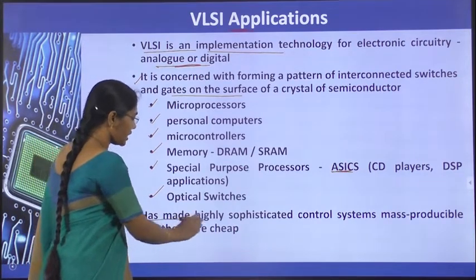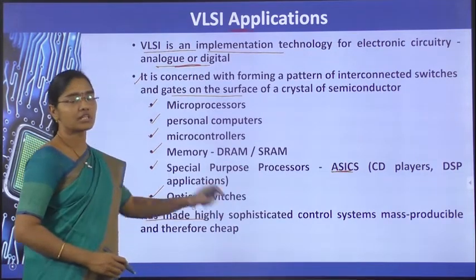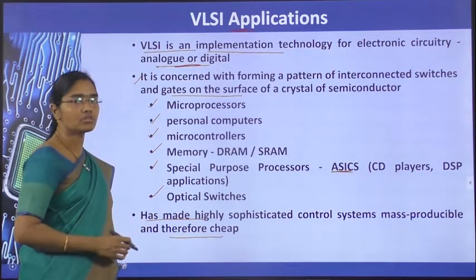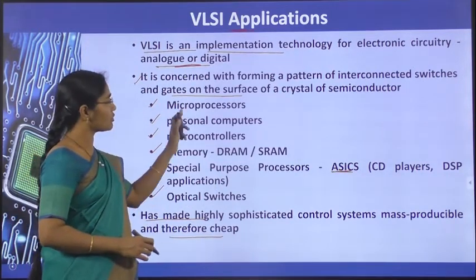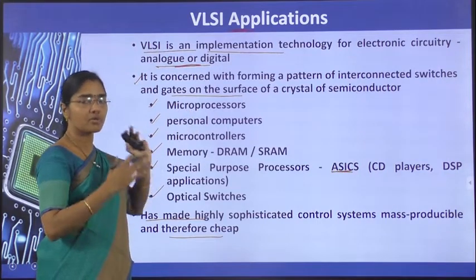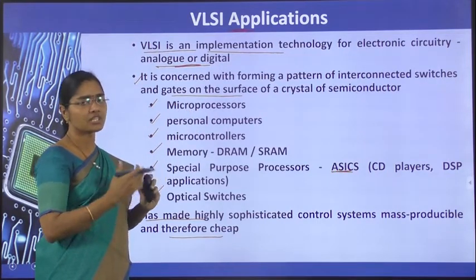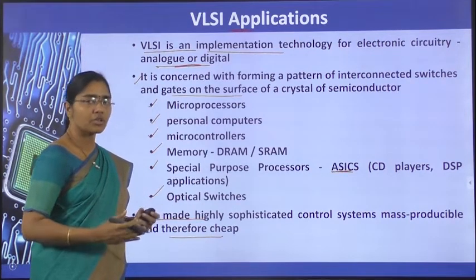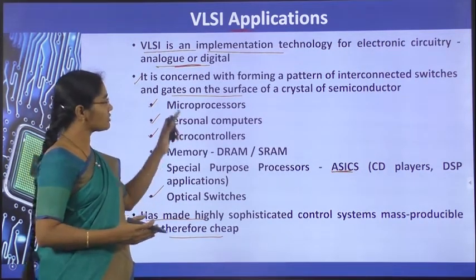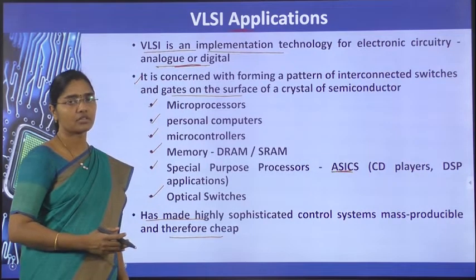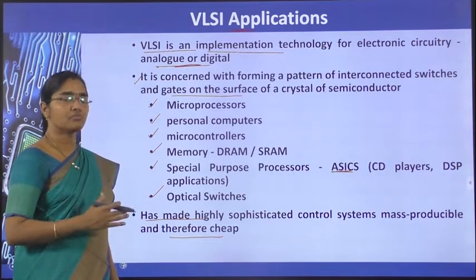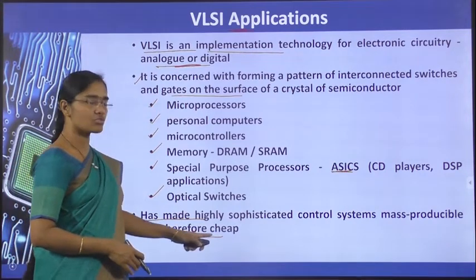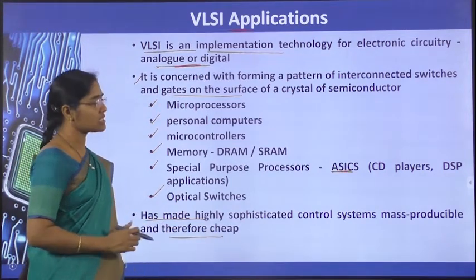So it has made highly sophisticated control systems mass producible and therefore cheap, because the microprocessor is a mass production IC, like the 8086, 80186 or Pentium processors etc. Because of that mass production, the cost of these ICs is reduced. So VLSI permits this mass production so that cost is reduced. So VLSI ICs are cheap also.